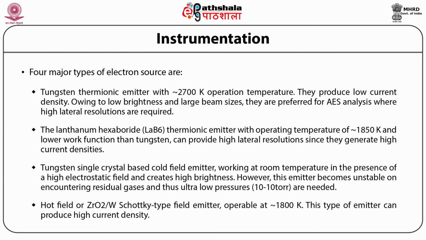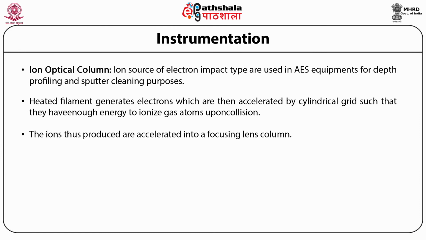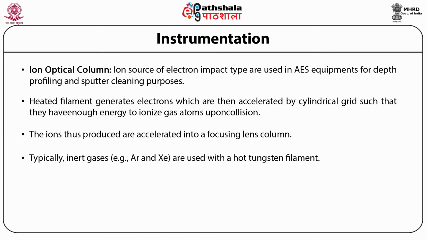This type of emitter can produce high current density. The ions thus produced are accelerated into a focusing lens column. Typically, inert gases, for example argon and xenon, are used with the hot tungsten filament.